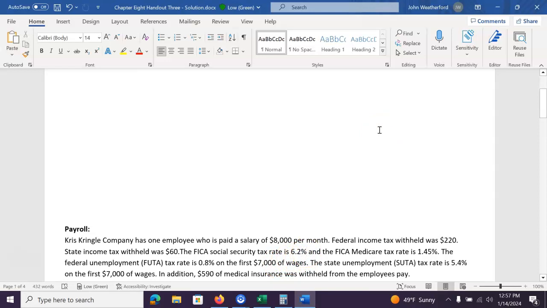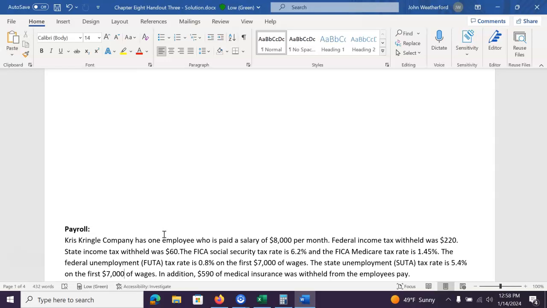The federal unemployment tax rate is 0.8%. Now, that's paid by the employer based on payroll, and it's only paid on the first $7,000 of wages per employee per year. State unemployment tax is 5.4% on the first $7,000 of wages, again, per employee per year. And those unemployment taxes are paid by the employer, not the employee.